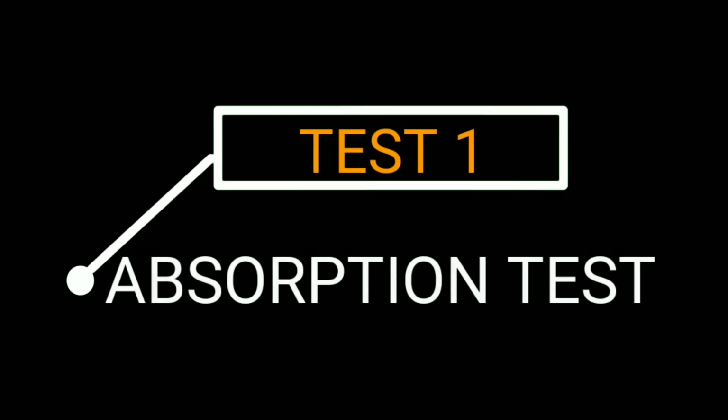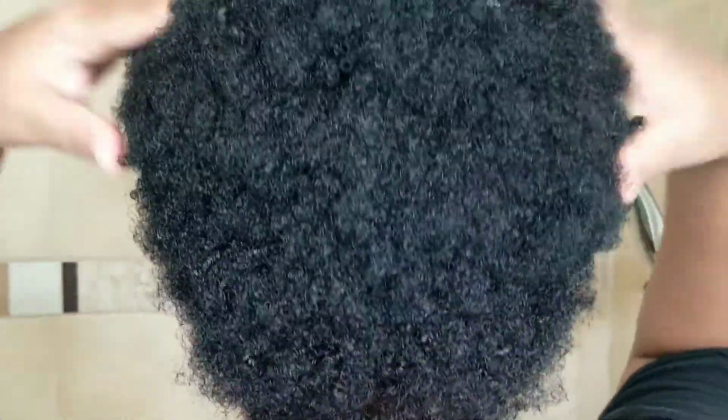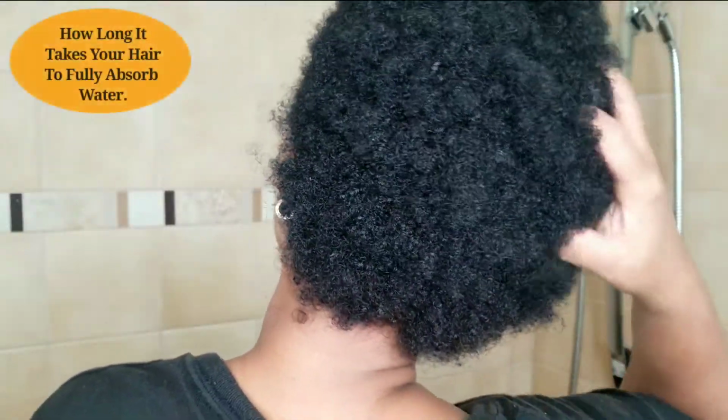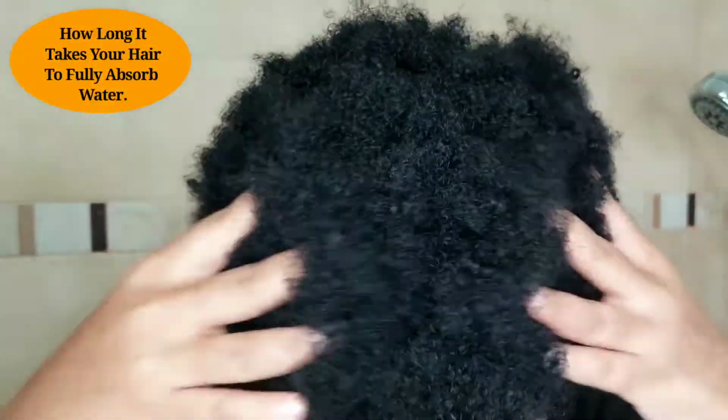There is more than one way you can check your hair porosity level. I'm going to do about 5 different tests: the absorption test, the hair body test, the flow test, the strand test, and the moisturizing product test. Okay, let's go. The first test is the absorption test. Basically, this test is about how long it takes your hair to fully absorb water. So this is how my hair is looking, all dry and ready to be saturated.